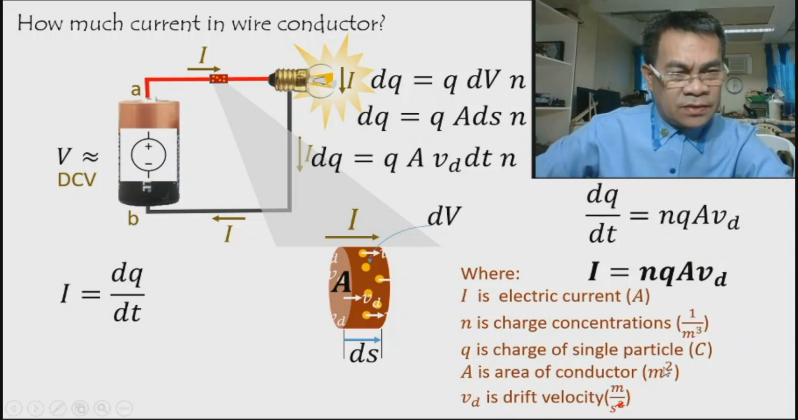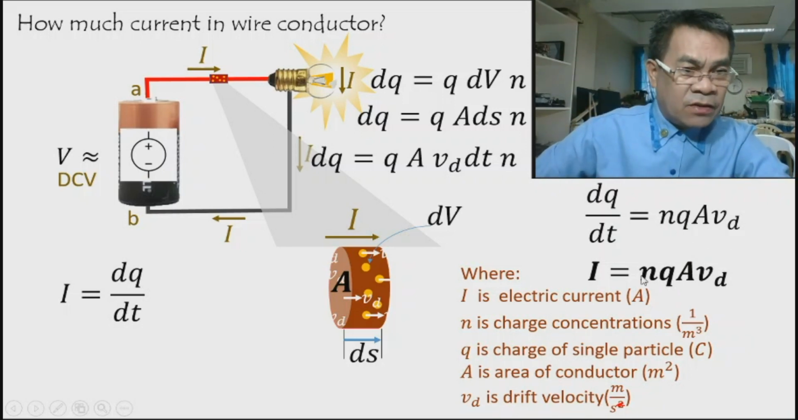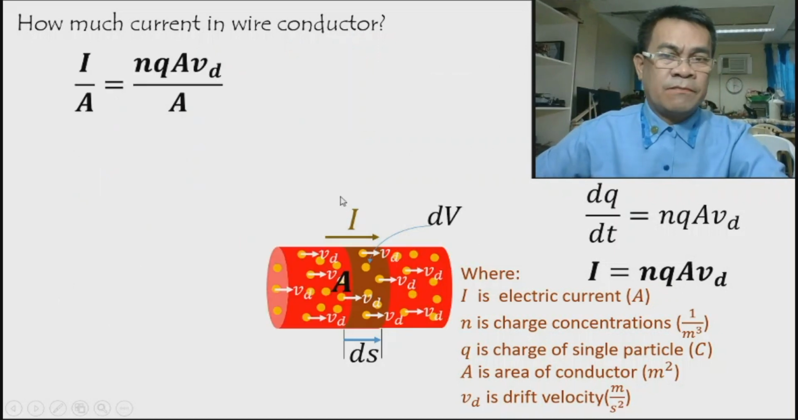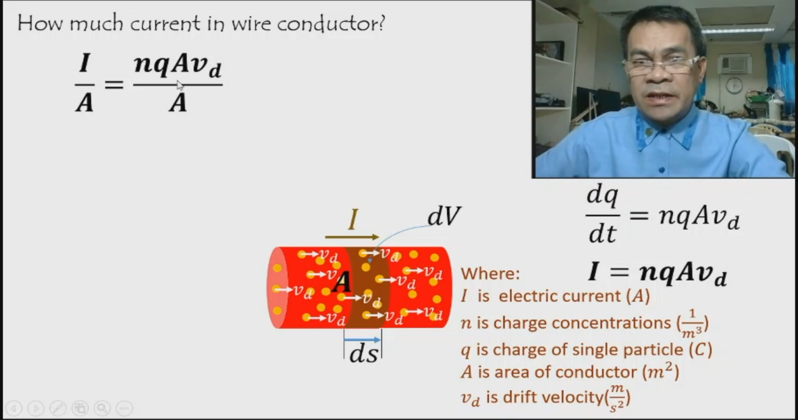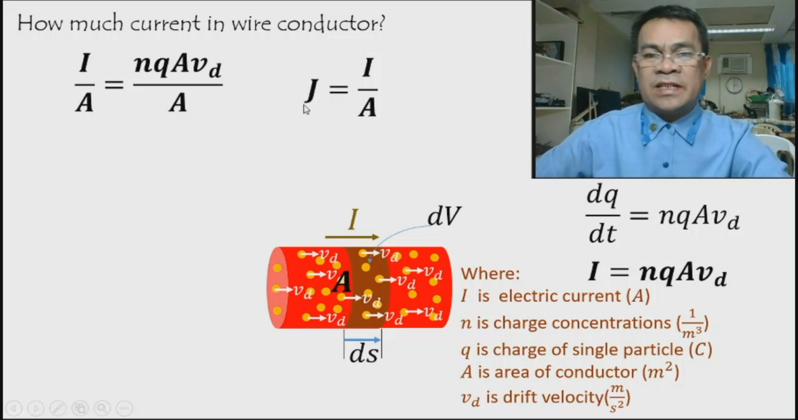Okay, so now look at this formula. If I divide both sides by A, what will be the result? This A will be cancelled out, so what we have is I over A equals n Q VD. Now the I over A is the current density. This is another physical quantity.